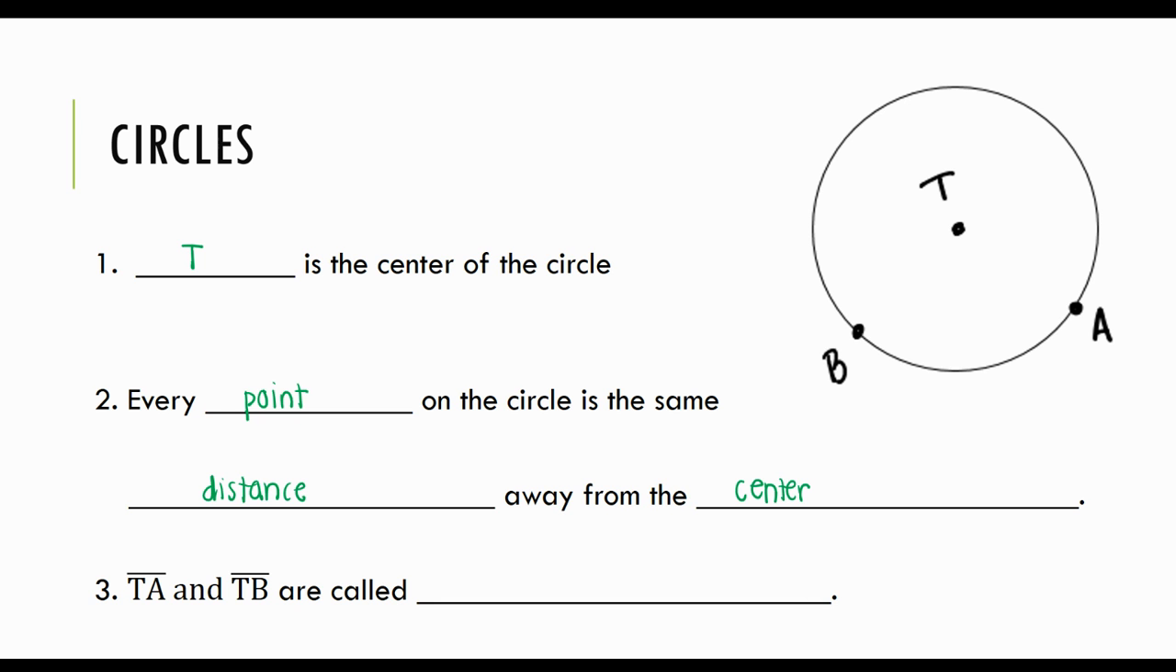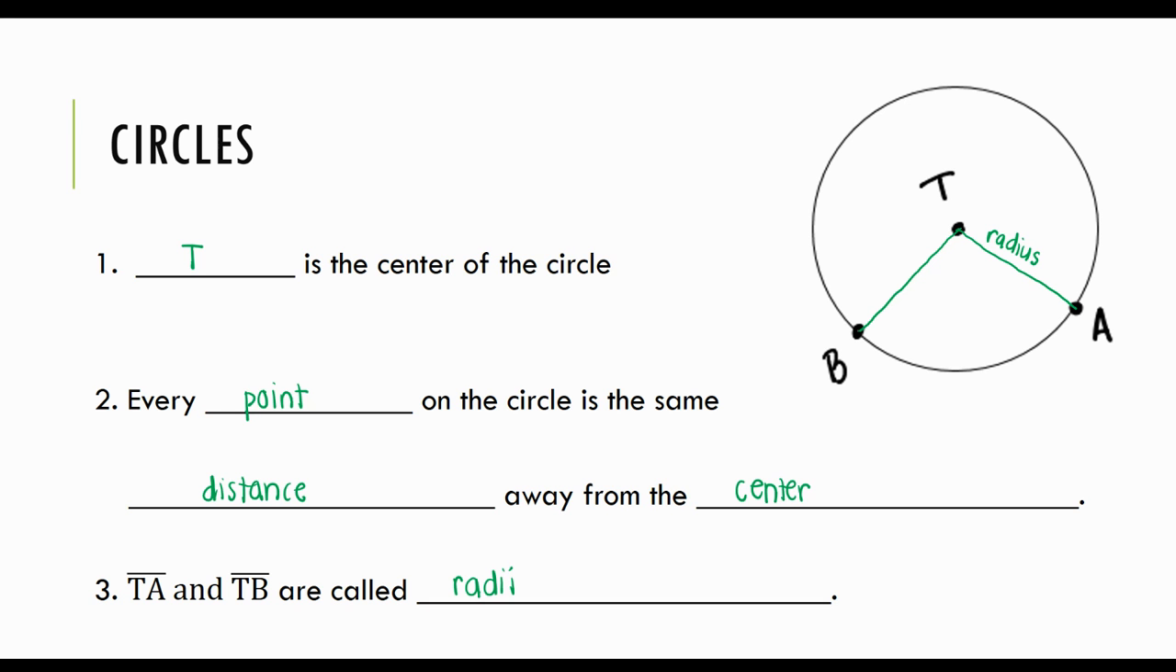So notice that we have 2 points that are on the circle, point A and point B. This last part here says that the segment TA, so if I was to connect those 2 points, that segment and this segment TB, we call these the radii, okay? So you probably have learned the word radius in the past, but if you have more than one radius in your circle, we are going to pluralize that as radii.